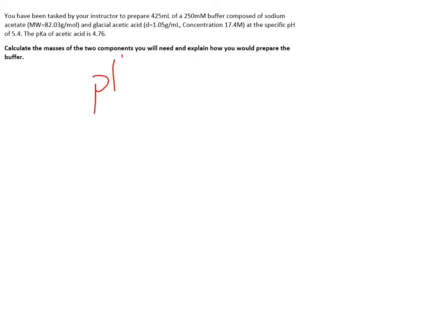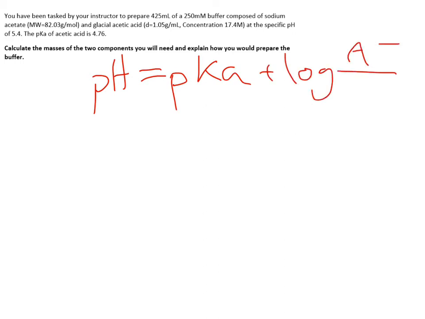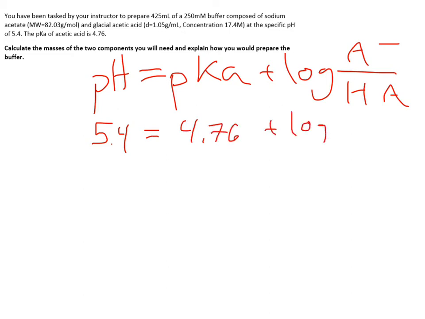We can start doing some solutions here. pH equals pKa plus the log of A over HA, and again, we know which ones those are now. And so let's plug our stuff in. 5.4 is the pH we want. It's in the buffering region, around 4.76, plus the log of A over HA.